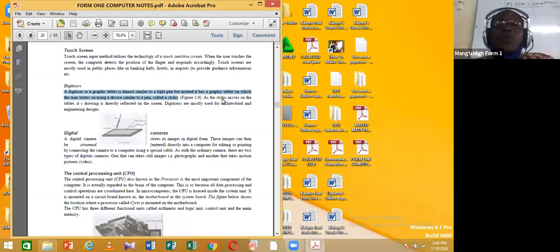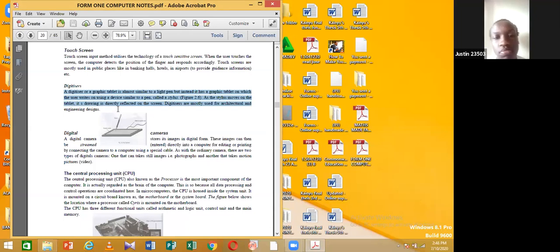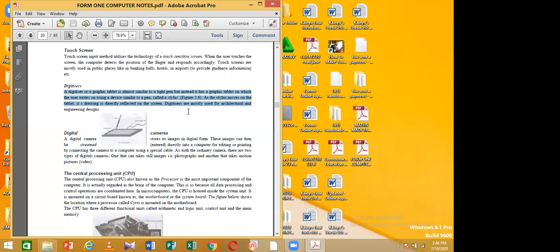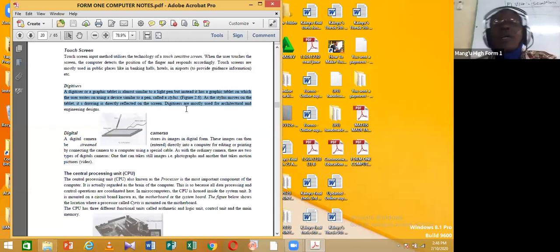Okay, we are back. We are saying digitizers, otherwise known as graphic tablets, are almost similar to a light pen, but instead it has a graphic tablet on which the user writes using a device similar to a pen, otherwise known as a stylus. We have several gadgets which use the same technology.